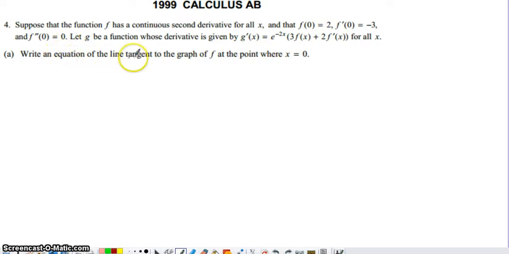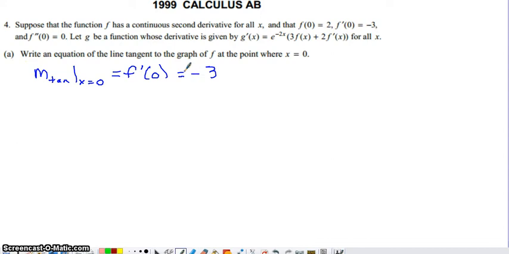It says write an equation of the tangent line to the graph of f at the point where x is 0. So to do this, we're going to need to know the slope of our tangent line evaluated at x equals 0. To find the slope of our tangent line evaluated at the x value of 0, that's going to correspond to f prime evaluated at 0. And f prime evaluated at 0, they've provided for us. They've told us that f prime of 0 is negative 3. So there's no work at all in finding what f prime of 0 is. We just steal it right from the problem statement. So here's the slope of our tangent line.